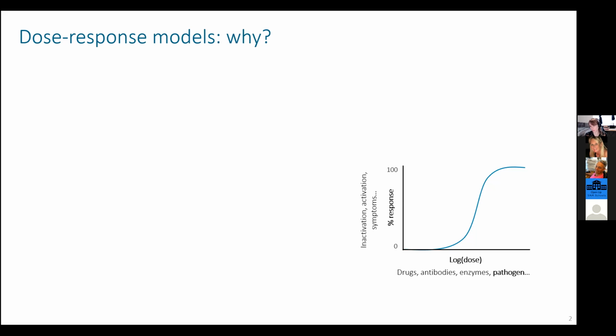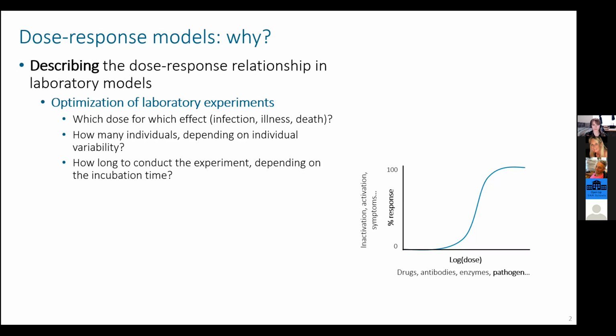and I will more specifically focus on the relationship linking pathogen dose to host response in the context of infectious disease. Describing the dose-response relationship in a specific host-pathogen model can have several objectives depending on which system you're considering. But when we're working on laboratory animals, one of the most common uses of this kind of model is to optimize laboratory experiments.